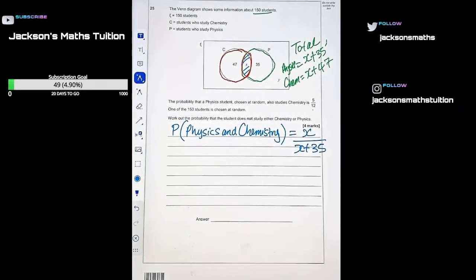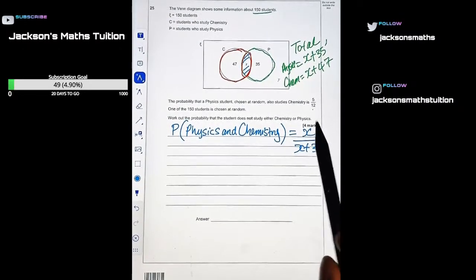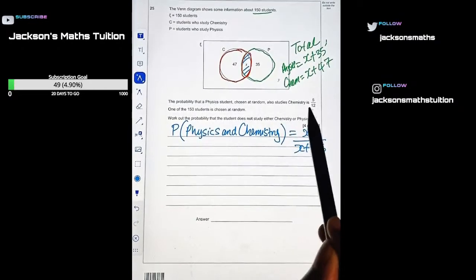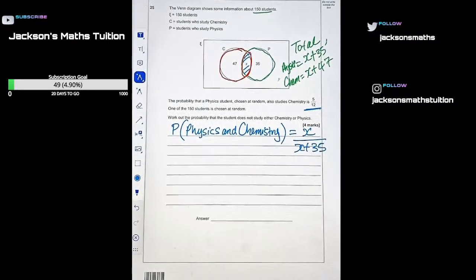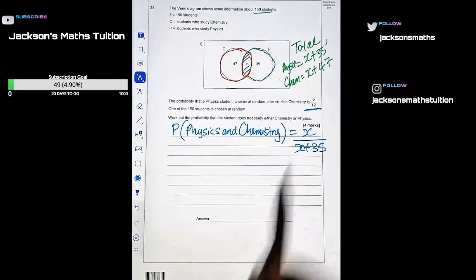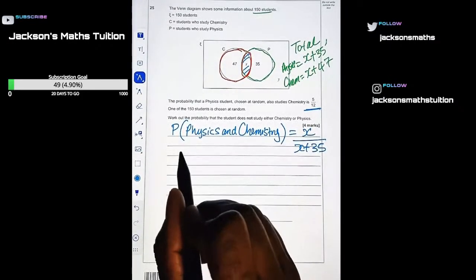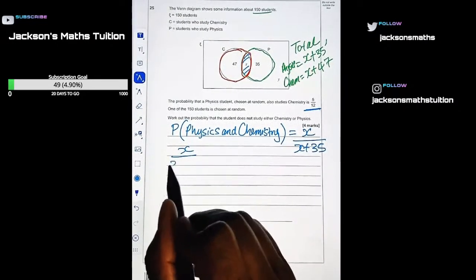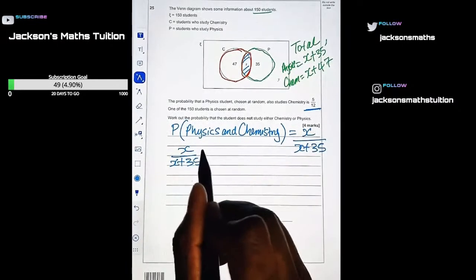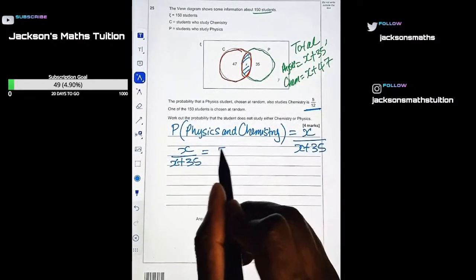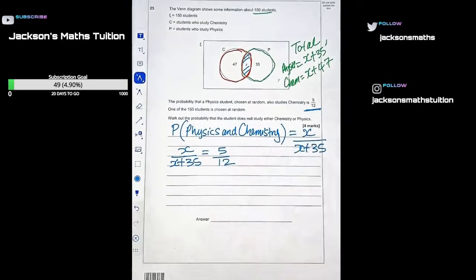And they told us that that probability is equal to 5/12. So let's write our equation. It's going to be X over X plus 35 equal to 5 over 12. That's what the probability is.